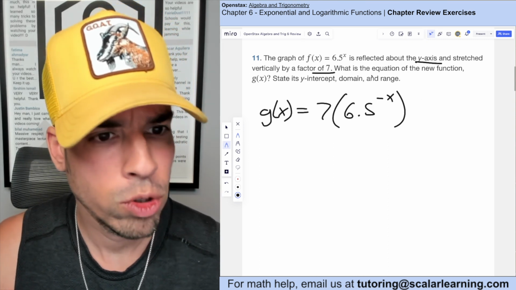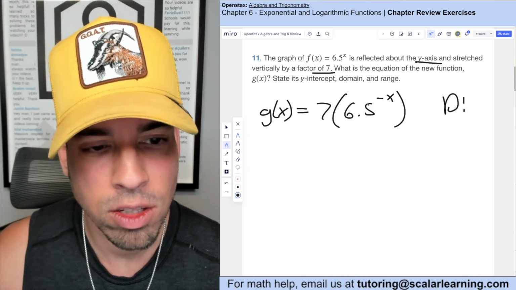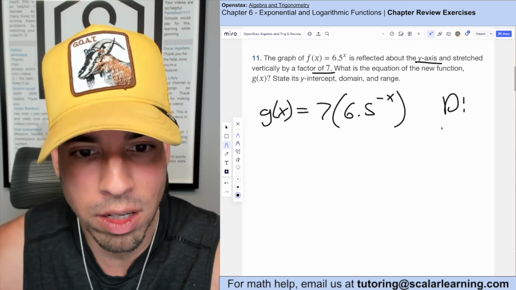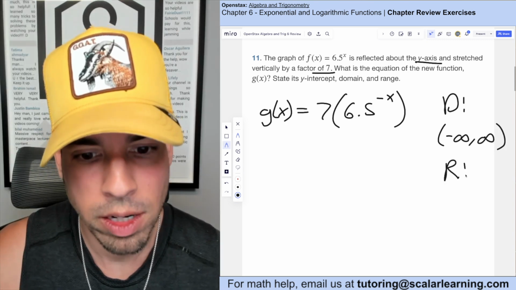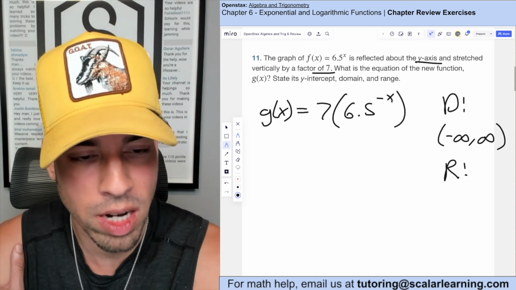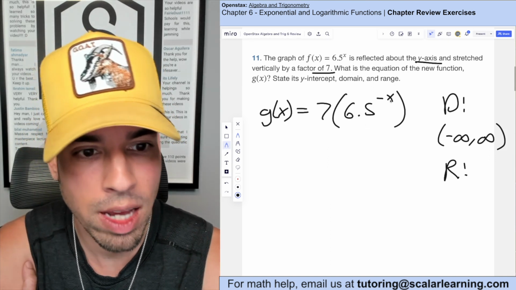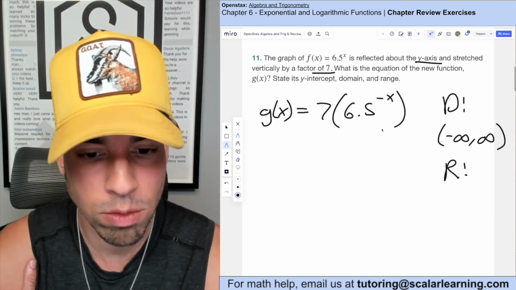So now if we're talking about the y-intercept, domain, and range, let's start with the domain. Again, there's not going to be any restrictions. I can plug in whatever I want for x. So that's going to be negative infinity to infinity. Now, what about the range? This is never going to go negative, right? It's a positive base to an exponential value. So even when x gets really, really big, it's going to approach 0, and when x gets really, really negative, this is going to approach infinity.